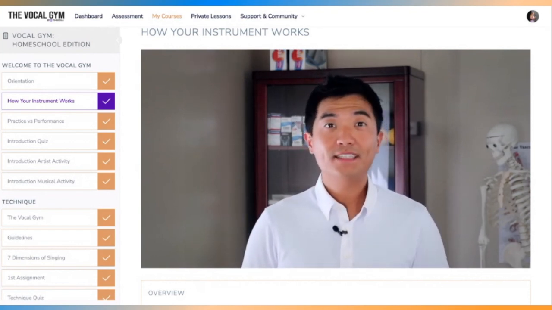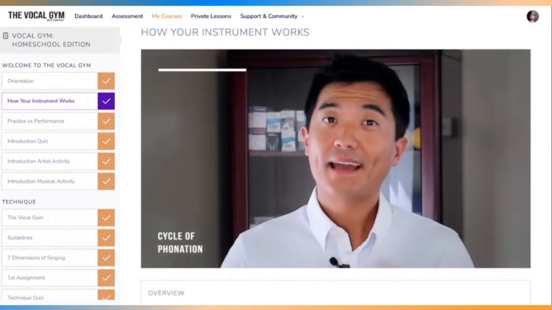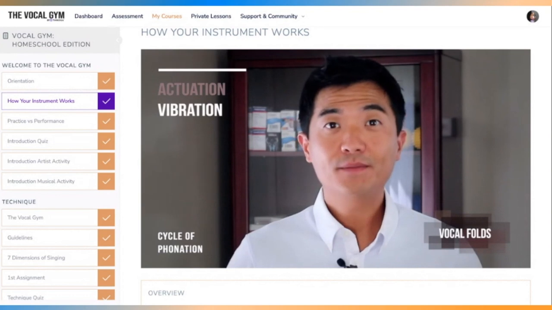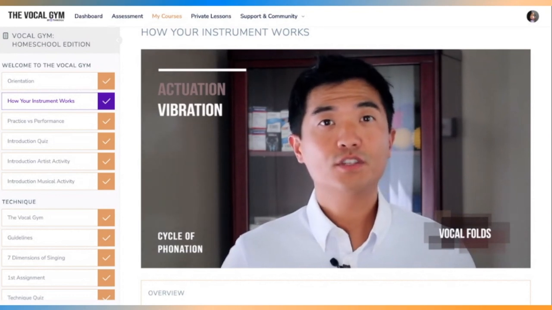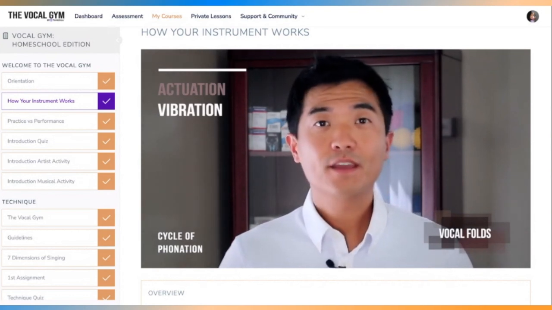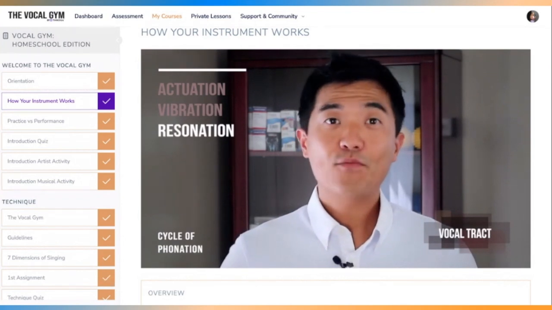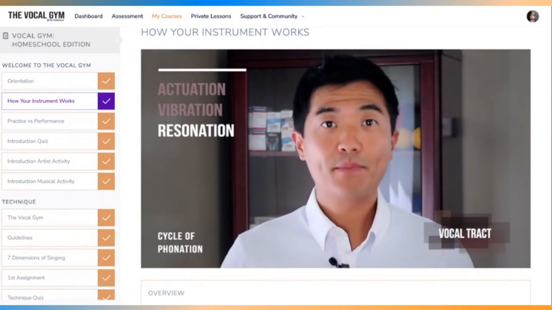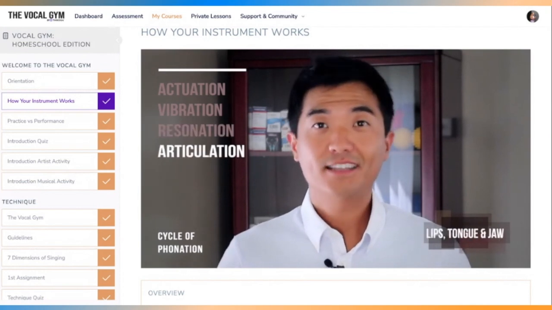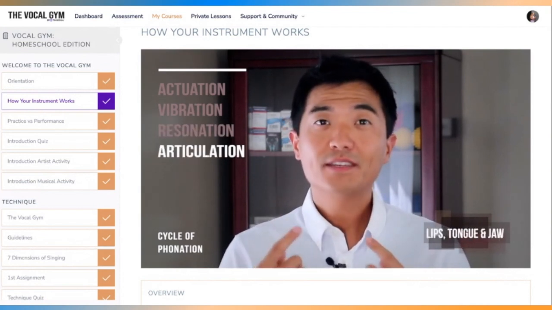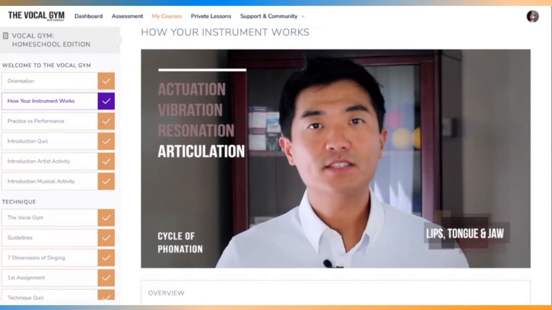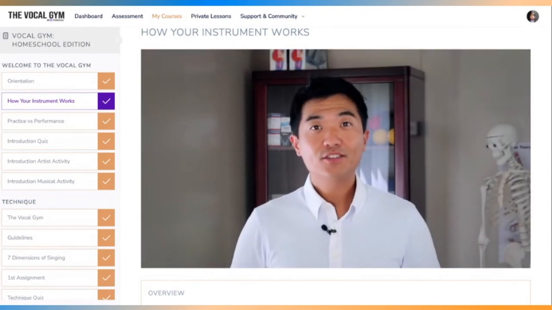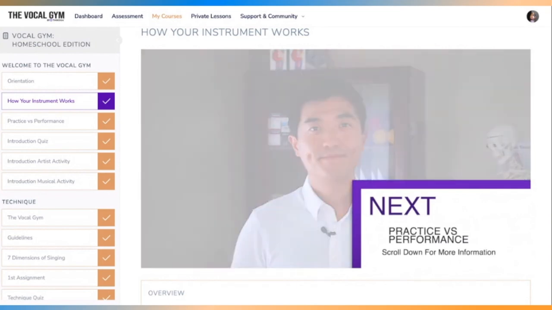Then we begin the 4 phases of the cycle of phonation. Actuation, the controlled release of air. Vibration, the air triggering the vocal folds to move, creating a sound wave. Resonation, the sound wave bouncing around our vocal tracts, getting louder and taking shape. And finally, articulation, your lips, tongue, and jaw helping shape the sound we use to communicate. So there you have it. That's how our instrument, the voice, works.